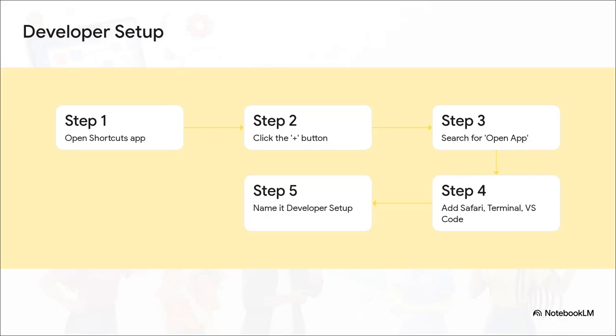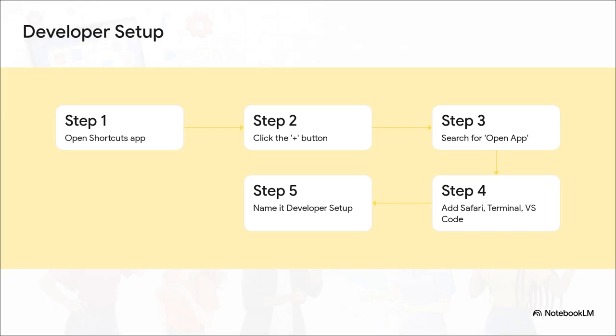So let's put this into practice. By following 5 really basic steps, a developer or a student or a creator can build a launcher that opens their entire digital workspace with one single click. First, you open the Shortcuts app. Second, you click that little plus button. Third, search for the Open App action. Fourth, add the specific apps you need. Let's say Safari, Terminal, and VS Code. Finally, name it something like Developer Setup.